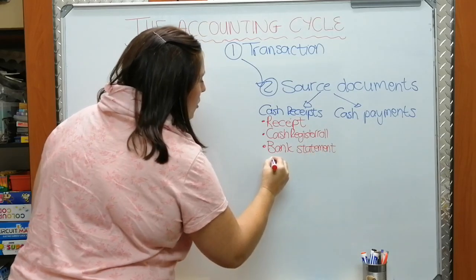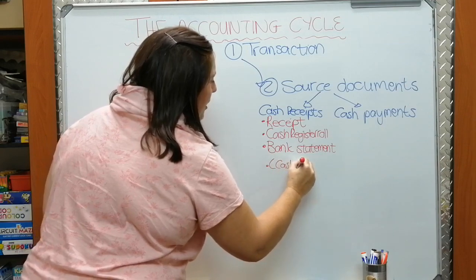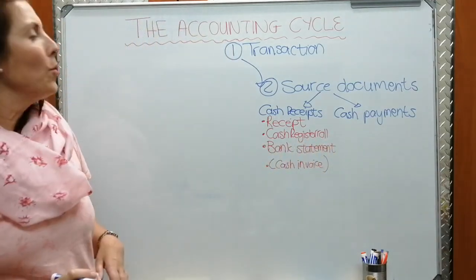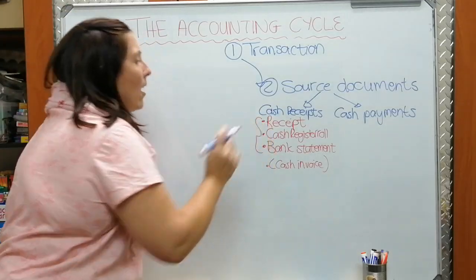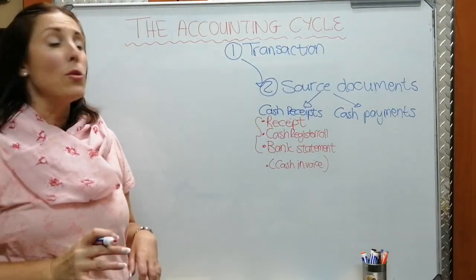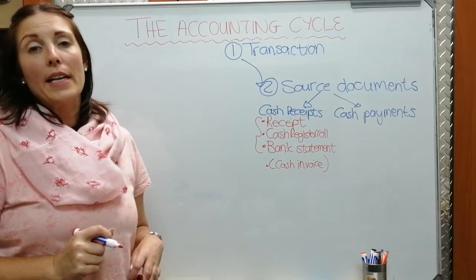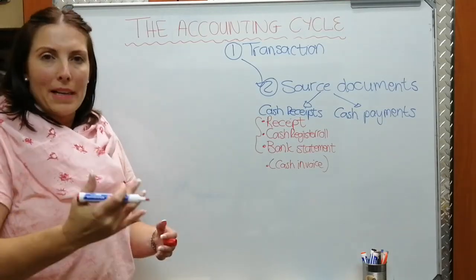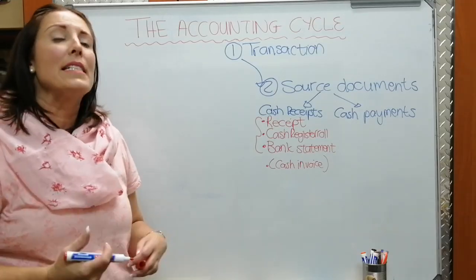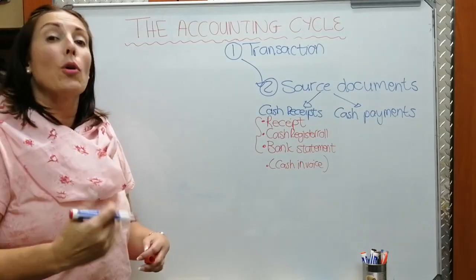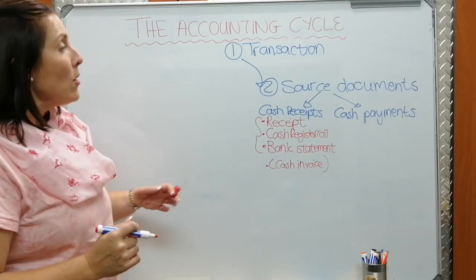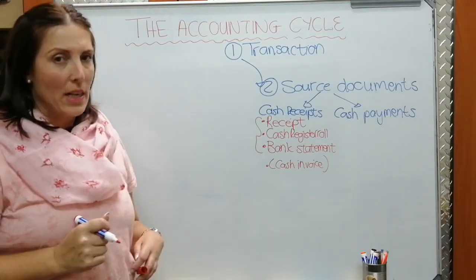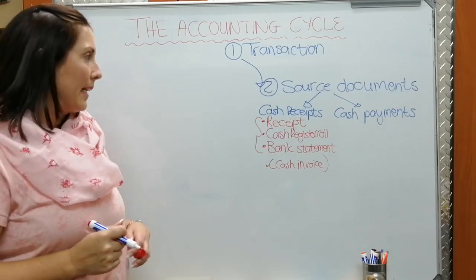Right. We also looked at the cash invoice. I'm putting it in brackets because in grade 8 we don't really work with that. These three are the ones that we use most in grade 8 accounting for recording cash receipts, money that the business has received, and we need to record those transactions. So those are the source documents for every type of cash receipt transaction that we will deal with in accounting.